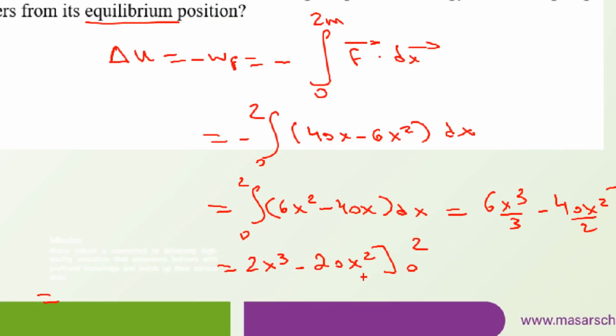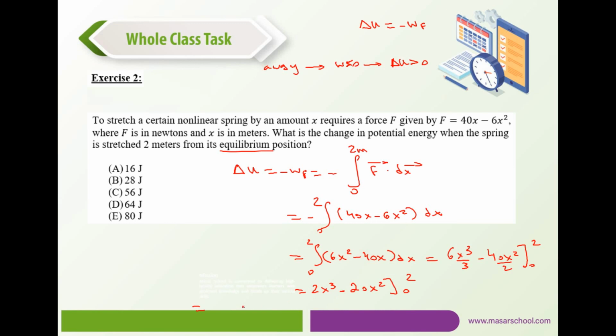Now we will compute this expression twice, once at 2 and once at 0, and we will consider the difference, starting with 2. That would be 2 to the power of 3 minus 20, 2 to the power of 2 on one hand, minus 2 multiplied by 0 to the power of 3 minus 20 multiplied by 0 to the power of 2. Now all of that would be 0, and we're left with this.